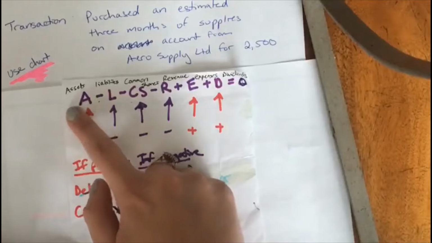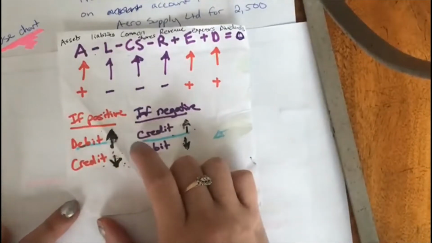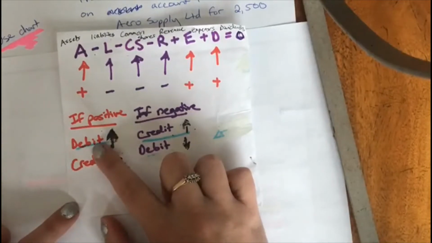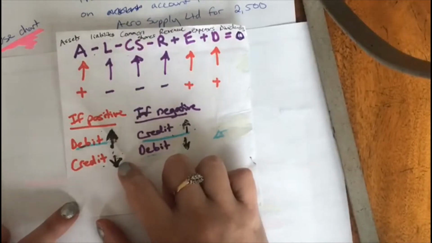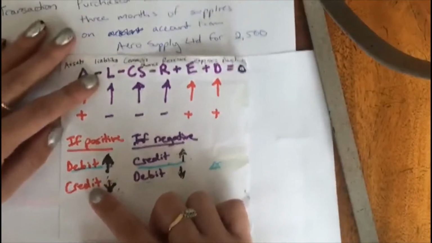Okay? An asset is positive, so if positive, we go to this box. So if our supplies are increasing, if we're getting more supplies, we debit supplies in our journal entry. And if we're losing supplies or selling supplies and it's going down, we would credit supplies. Okay, let's go through that with a liability.